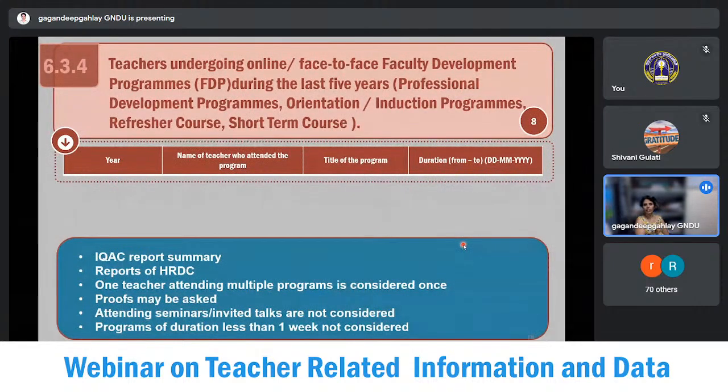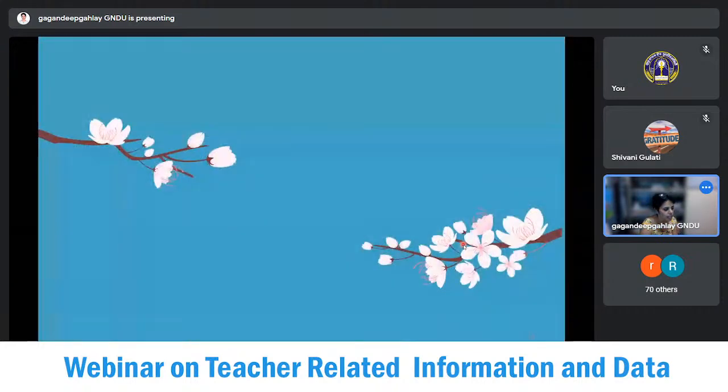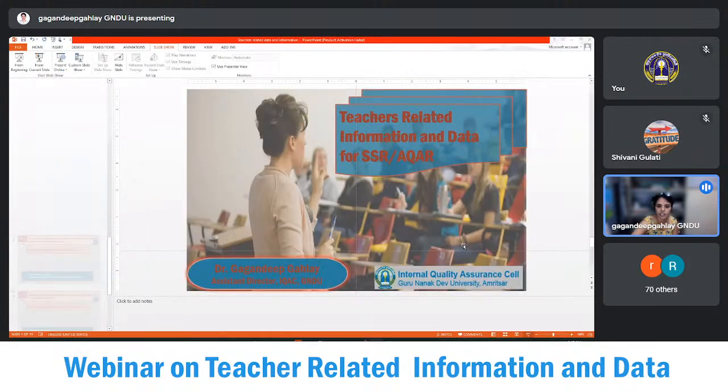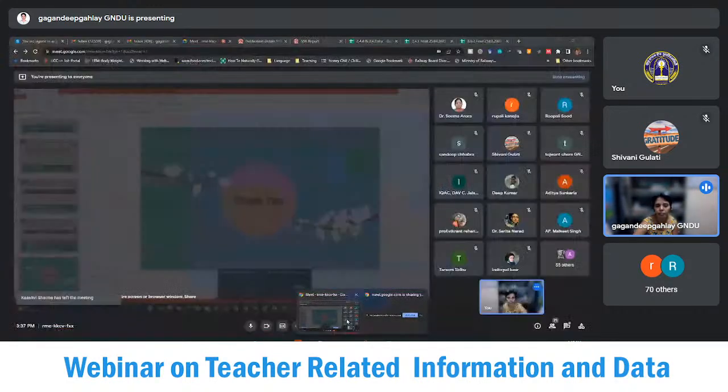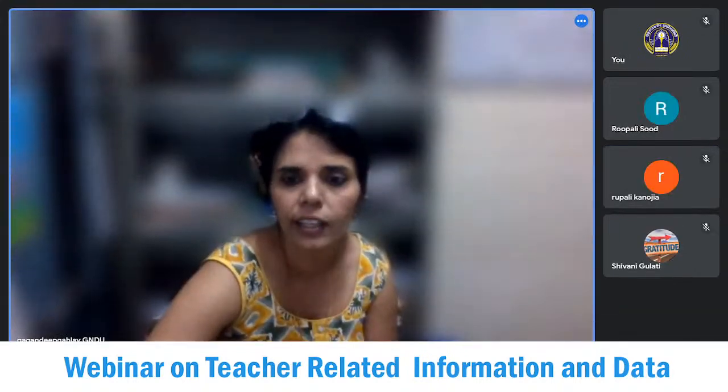And again, in this case also, if there is only one teacher who has attended multiple programs, she or he is going to be considered only once. And as a proof at the time of submission, you can either provide an IQAC report summary or reports of HRDC where that particular program was held. So this is the data which is needed for 6.3.4. So that brings me to the end of this presentation, where we talked about data with respect to teachers, and I would be happy, in fact my entire team would be happy, to take any questions.